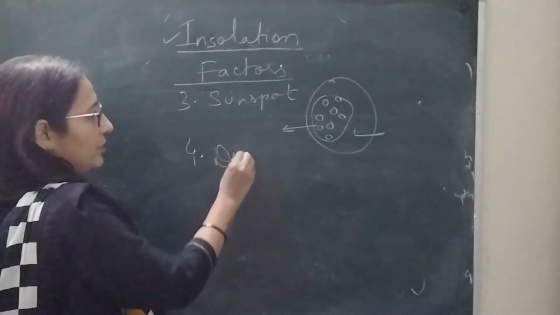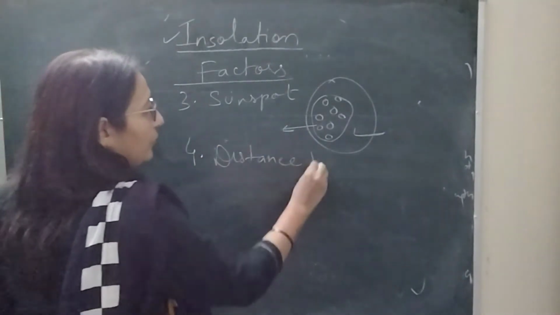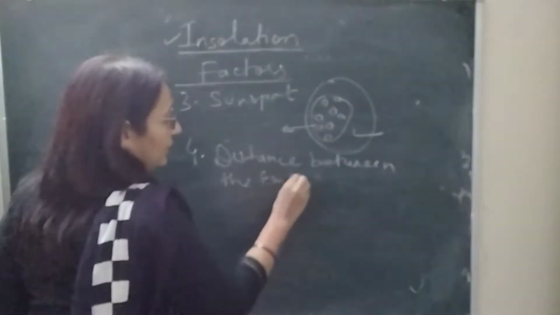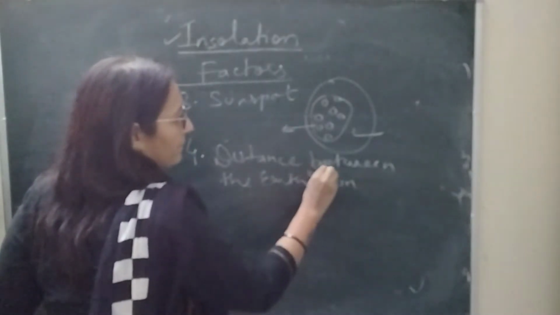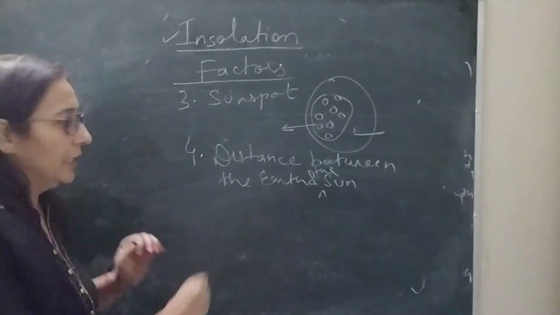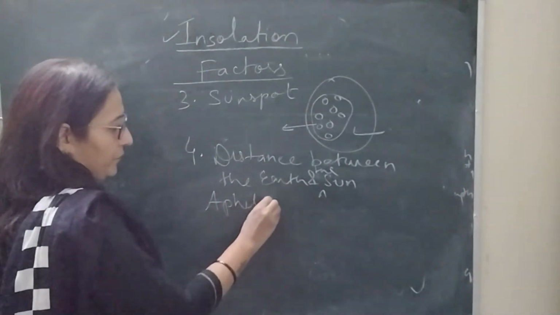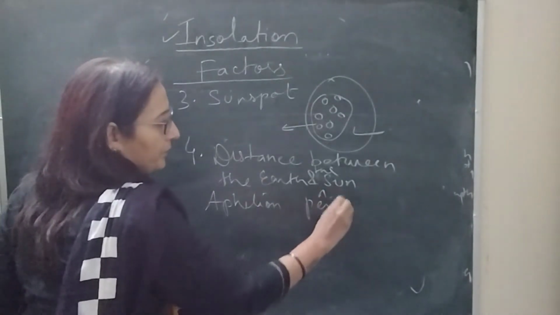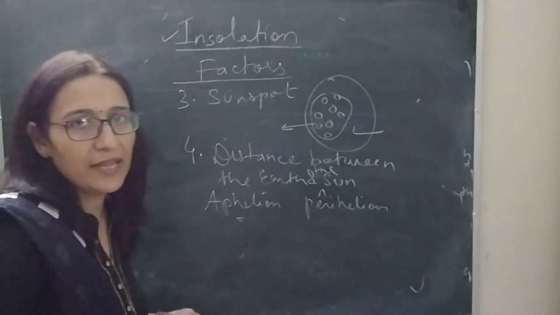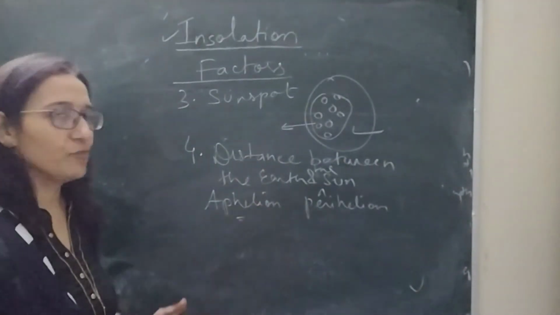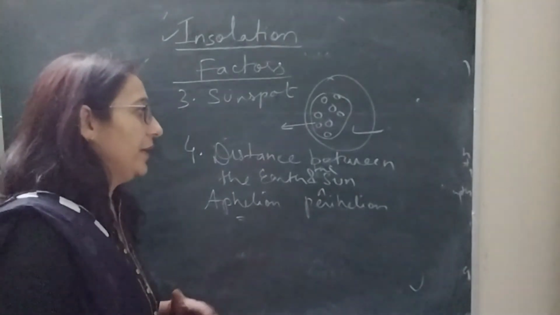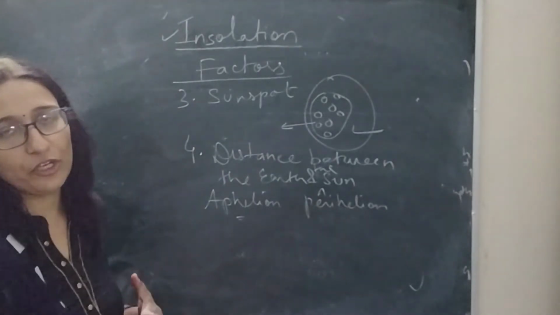Fourth, the distance between the earth and the sun. In the chapter on rotation and revolution, you have heard about aphelion and perihelion. What is aphelion? The distance between the earth and the sun is more. And when the distance between the earth and the sun is less, that is called perihelion. So aphelion and perihelion, this distance affects the insolation a lot.